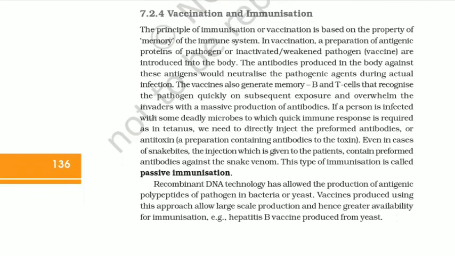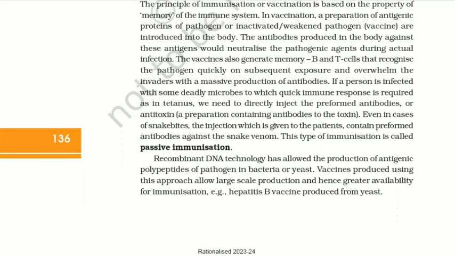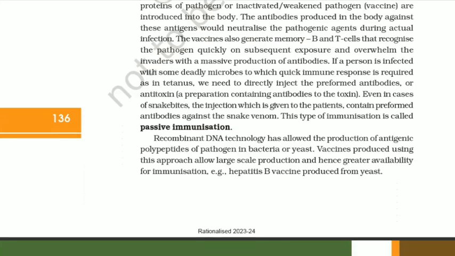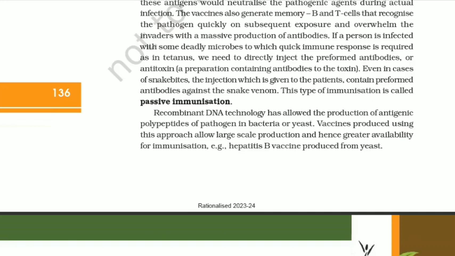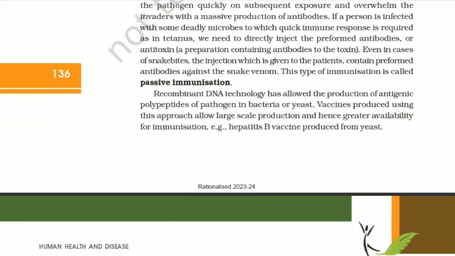7.2.4 Vaccination and immunization. The principle of immunization or vaccination is based on the property of memory of the immune system. In vaccination, the preparation of antigenic proteins of the pathogen or inactivated or weakened pathogen are introduced into the body. The antibodies produced in the body against these antigens would neutralize the pathogenic agent during actual infection. The vaccines also generate memory B and T cells that recognize the pathogen quickly on subsequent exposure and overwhelm the invaders with a massive production of antibodies.